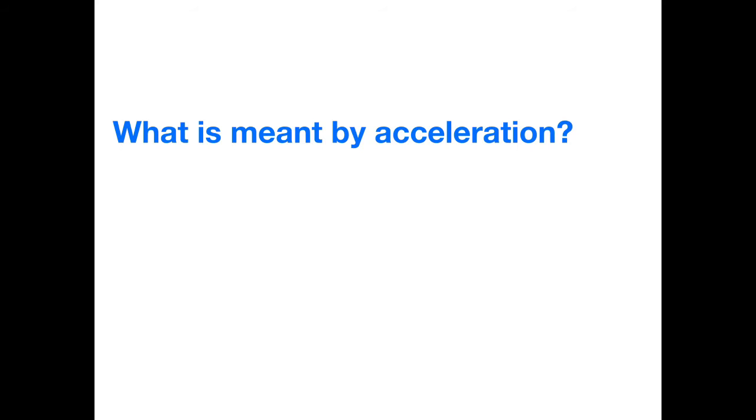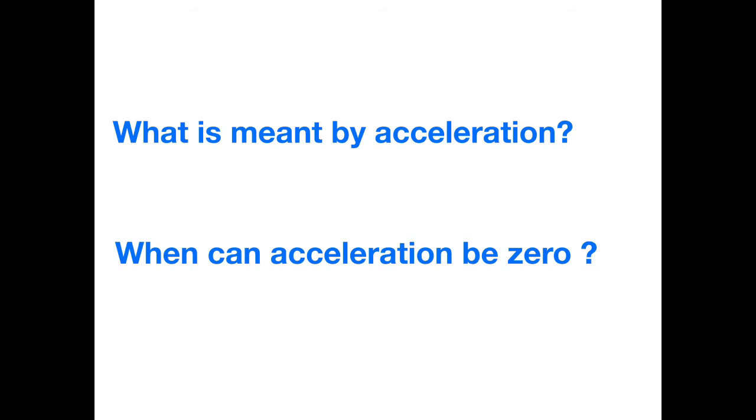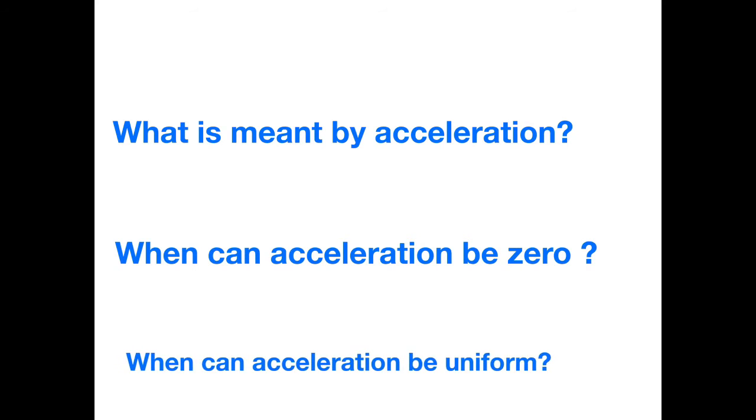Before starting to derive the first equation of motion, we need to recall a few very important questions. Number one, what is meant by acceleration? Number two, when can acceleration be zero? And my third question is, when can acceleration be uniform? You can pause the video, write the answers, and then resume.